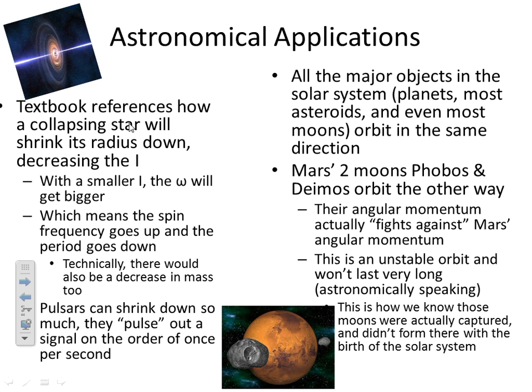I say relatively stable because eventually, because they're fighting against Mars's angular momentum and the gravitational stuff, they will eventually spiral in and crash into Mars. I'm not saying it'll happen tomorrow or even in the next 100 years, but it will happen. So we know that they're captured, because they wouldn't still be doing that if they were formed with the rest of the solar system like 5 billion years ago. So that's kind of cool.